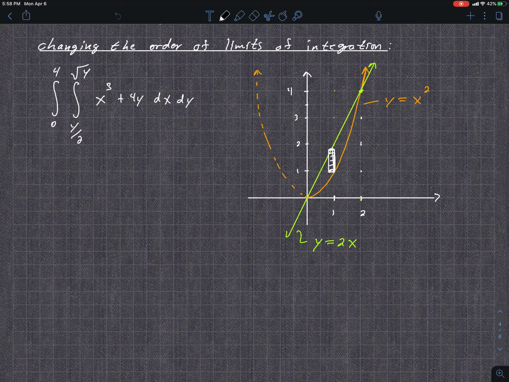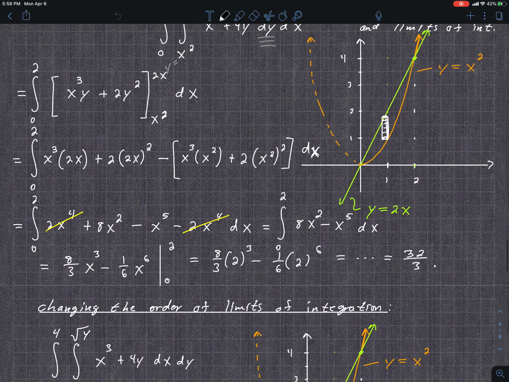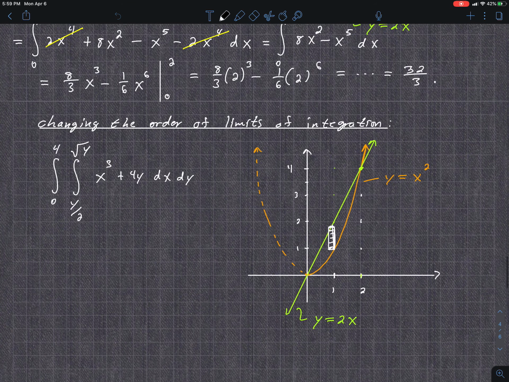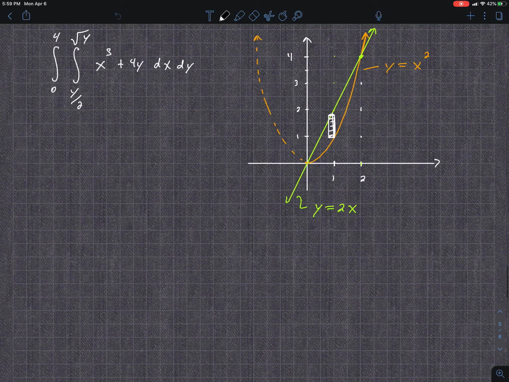Let's continue to look at multiple integrals. And now let's take a look at changing the order of the limits of integration. So here's another question similar to the one we just did. Well, it's almost the same question. So that's evaluate x squared to 2x dy dx. So the same graph actually would be given.